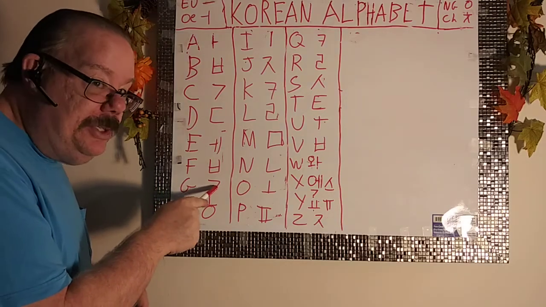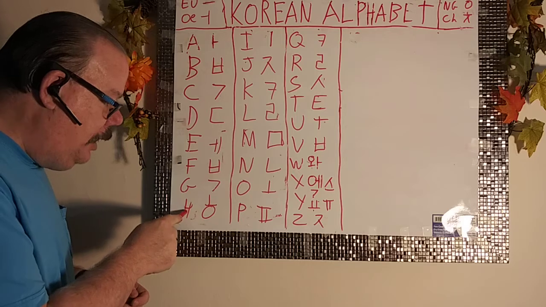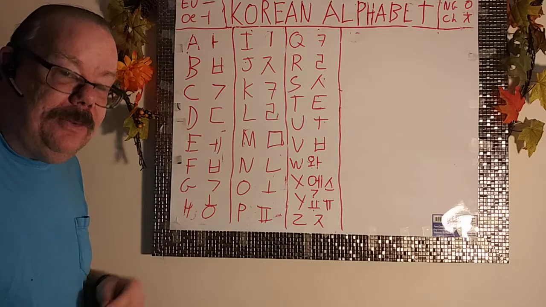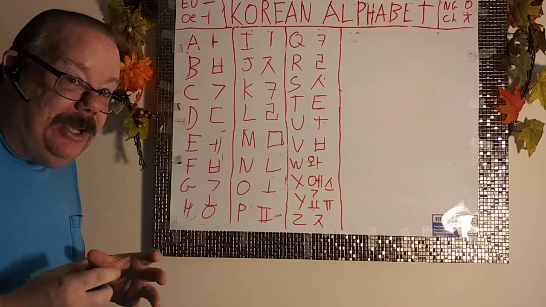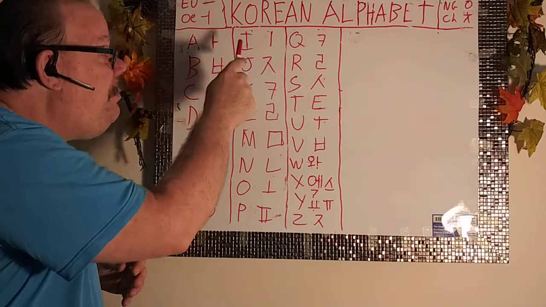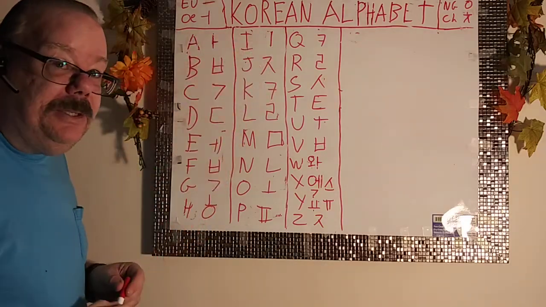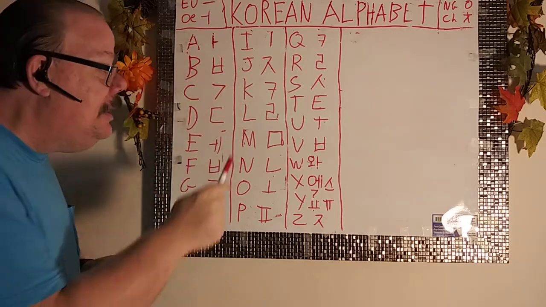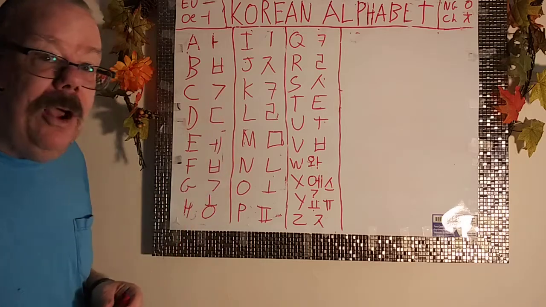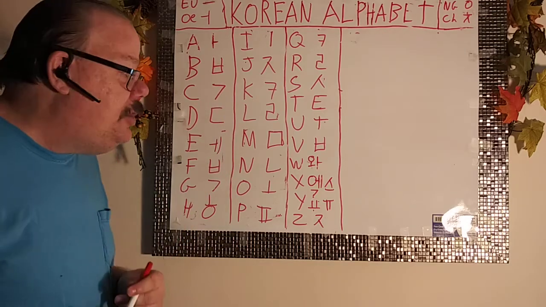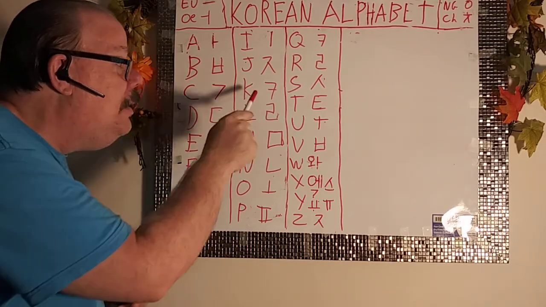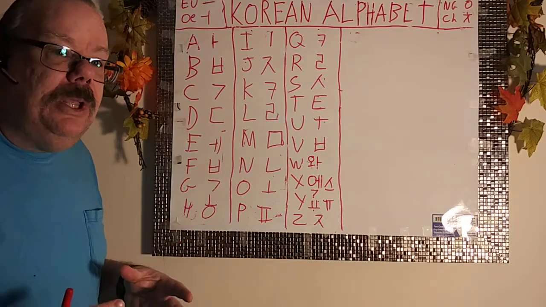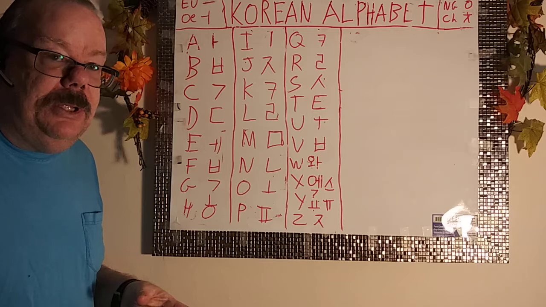G, this is a G. H. So a man wearing a hat is an H. You see what I mean by association? I, this is I. J, this is J. K. Now, sometimes they just use this for K. Sometimes they use this for K. I only put it there so you don't get confused.